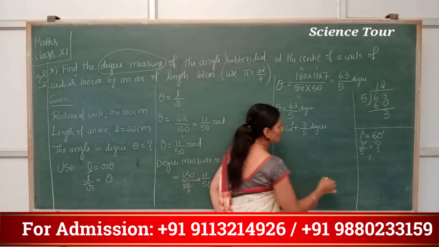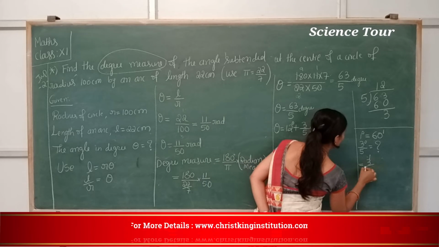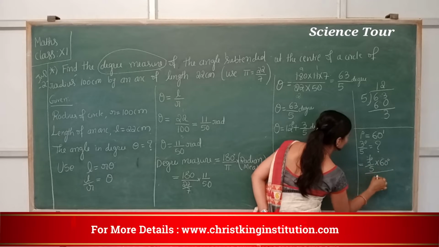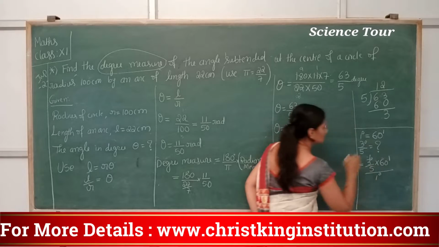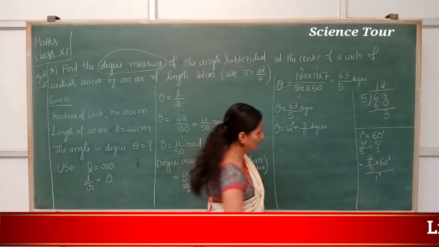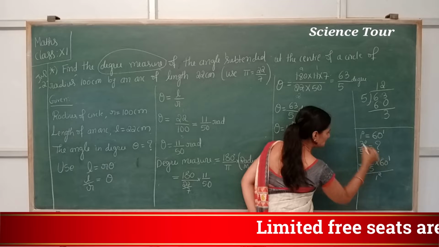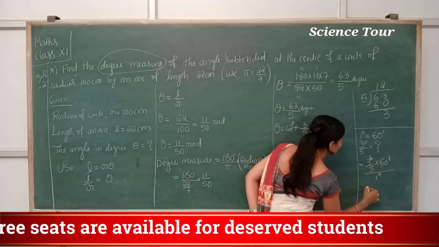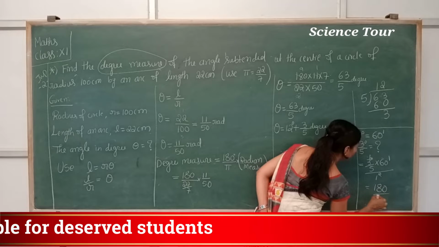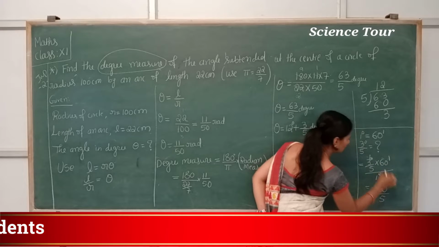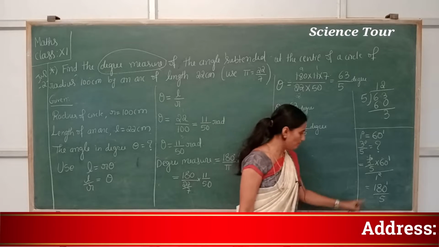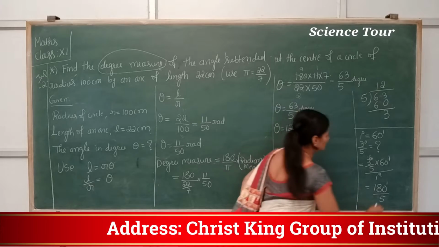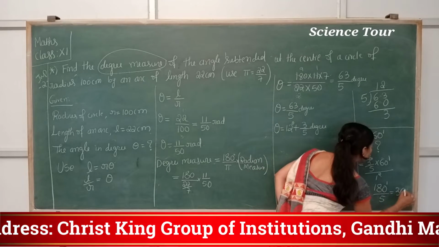Now that is equal to 3 divided by 5 degree into 60 minutes divided by 1 degree. So now degree and this degree cancel. 3 into 6 is 180 divided by 5. What is the unit left? It is minute. So what is your answer? 180 divided by 5 is equal to 36 minutes.